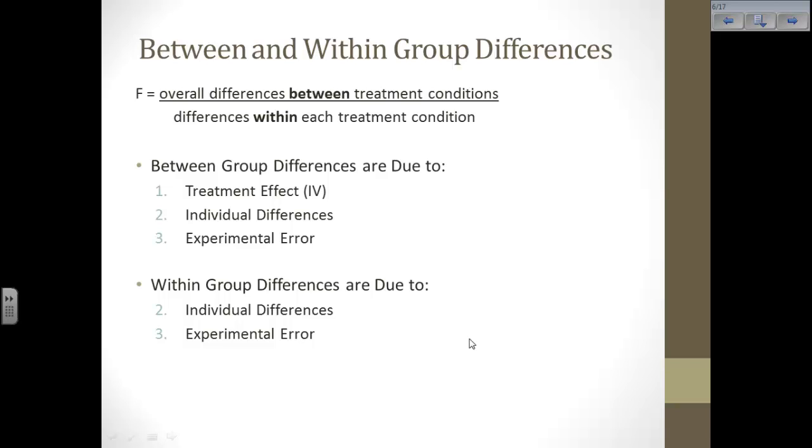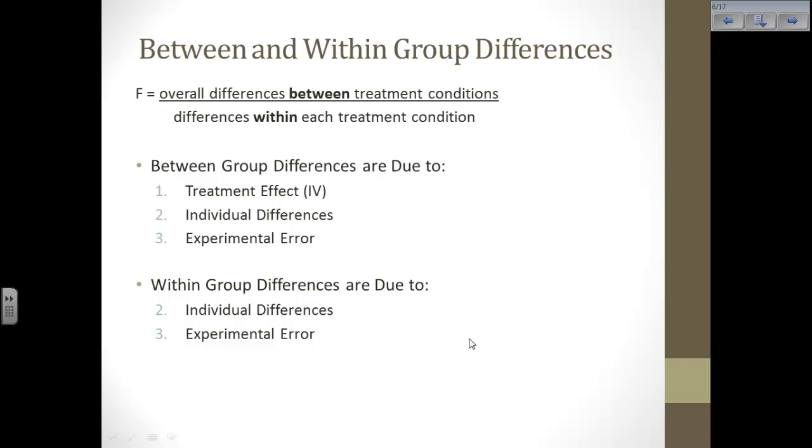So the between levels variability can be due to three things. It can be due to the treatment effect, or the independent variable, and this is what we hope the differences are due to. So we're hoping that the differences in the dependent variable among the different levels of the independent variable are due to what we manipulated, the independent variable. But those differences between groups can also be due to individual differences.